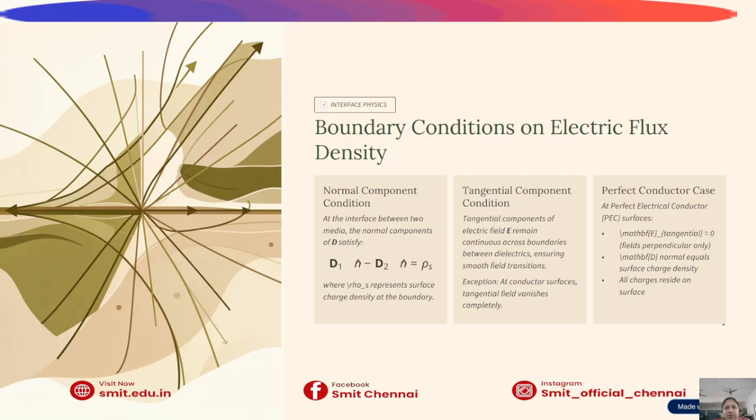However, in the case of a perfect electrical conductor, the tangential component of the electric field becomes zero. This means that the electric field must always be perpendicular to the surface of a conductor. Additionally, all excess charges in a conductor reside on its surface, and the normal component of electric flux density at the surface is equal to the surface charge density. These properties are very useful in shielding and grounding applications.